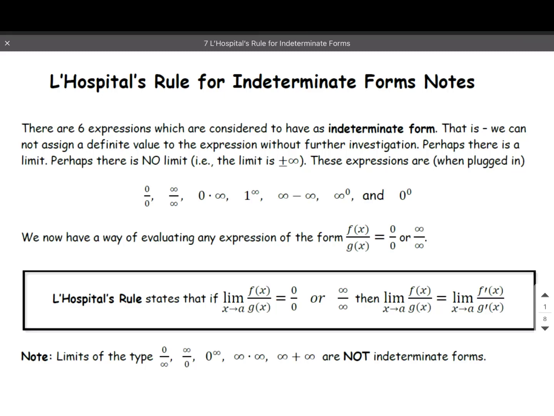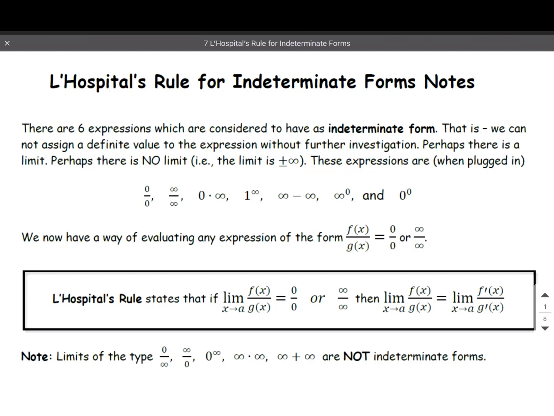Hello, my darlings. Okay, so today we're going to learn something called L'Hopital's rule for indeterminate forms. Now, there's a lot in that title that we need to explain. And yes, it is pronounced L'Hopital's, not La Hospital. Okay, it's L'Hopital. It's a French name. We'll get more than that in a minute.